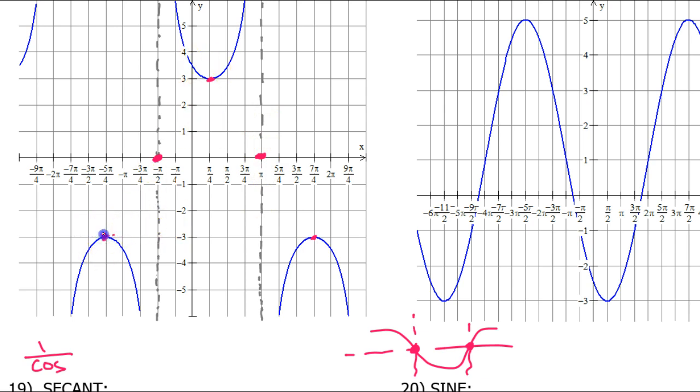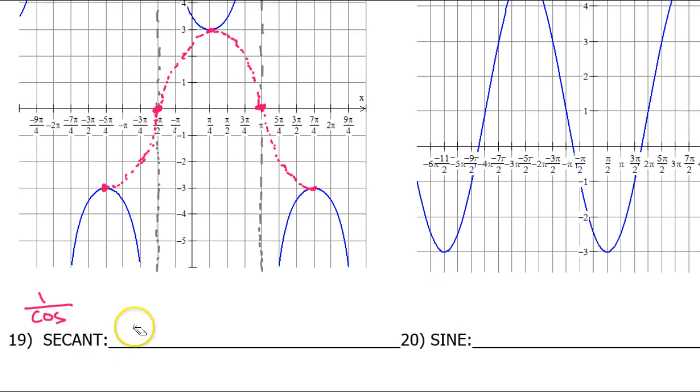So I could sketch it. My cosine function is looking like this. It's a little bit tough to sketch because it's very tall, but I'm doing it as best I can. Okay, so here's a sketch of my cosine function, one period of my cosine function. So that is going to help me to write my equation.